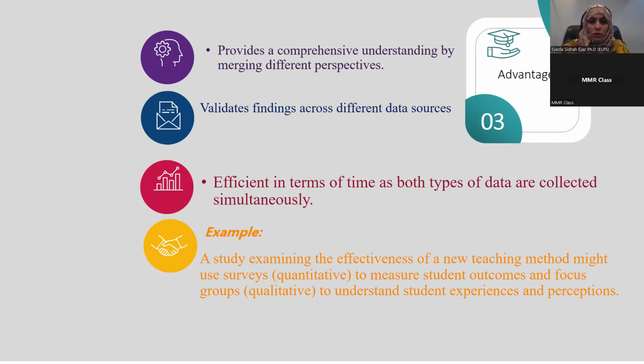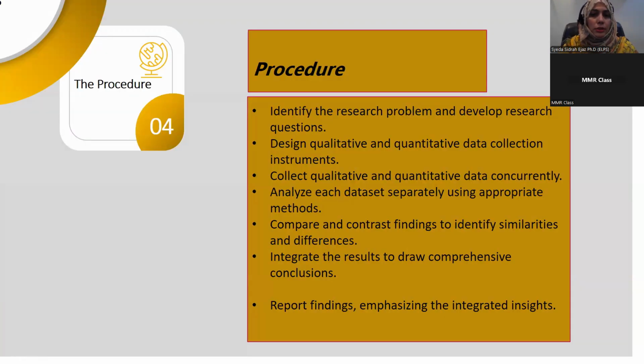It's a very good example to understand this design more clearly, more deeply. Now we'll see the procedure of conducting a study by using the convergent parallel design. Identify the research problems and develop research questions, the first task. Then design the qualitative and the quantitative data collection instruments. Then collect qualitative and quantitative data concurrently.